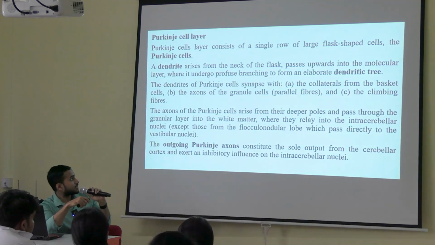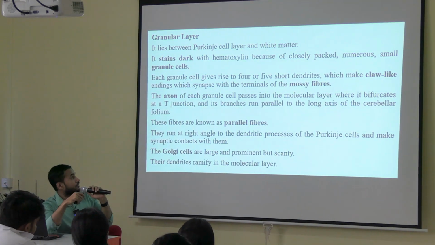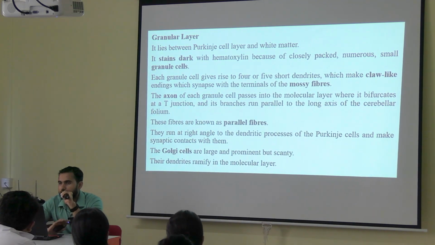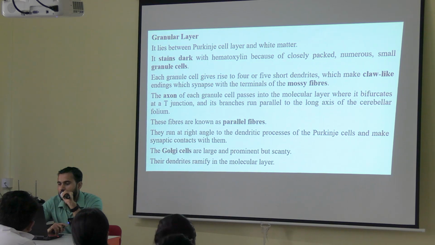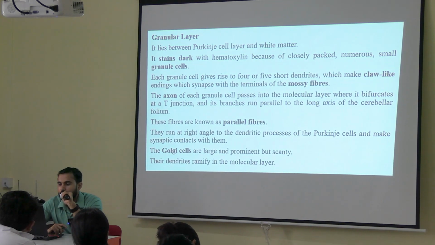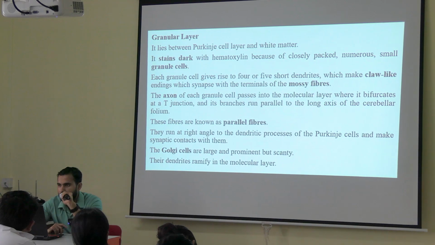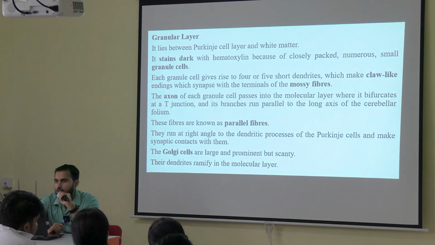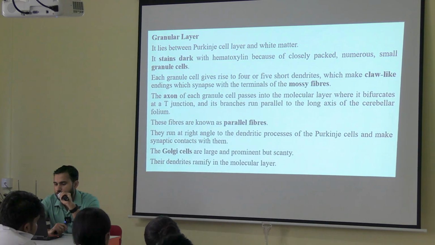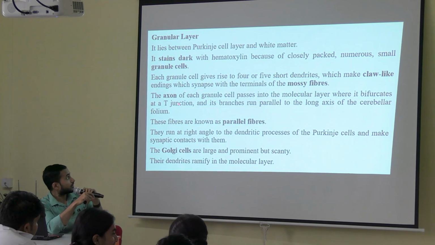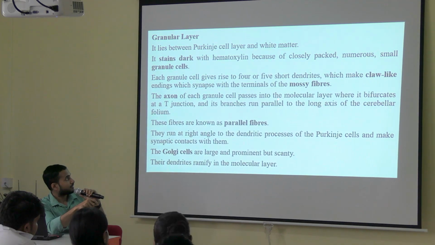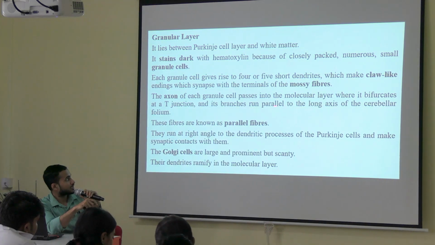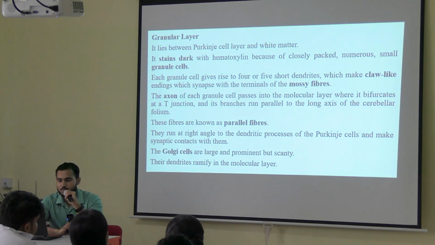So this we have already discussed. Now, the granular layer is stained dark. Each granule cell gives rise to 4 or 5 short dendrites. The appearance is claw-like, and the endings synapse with the mossy fibers. And the axon, you can see, reaches the molecular layer, where it bifurcates at a T junction and forms the parallel fibers.